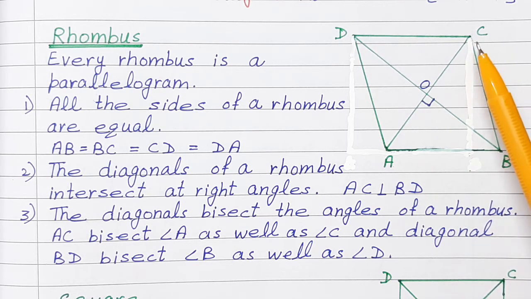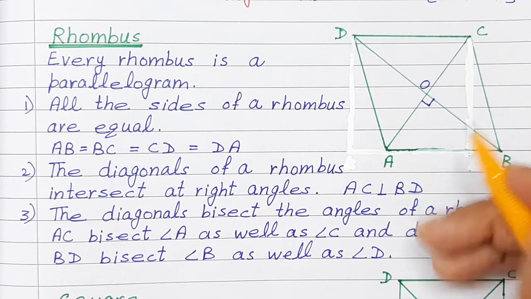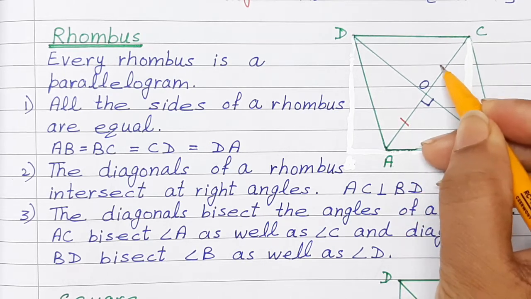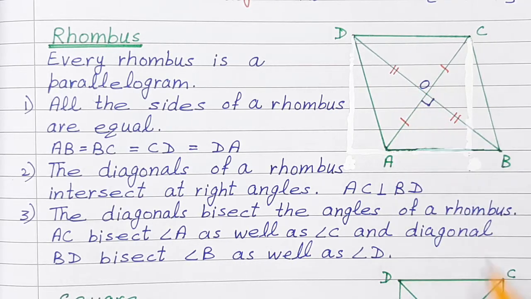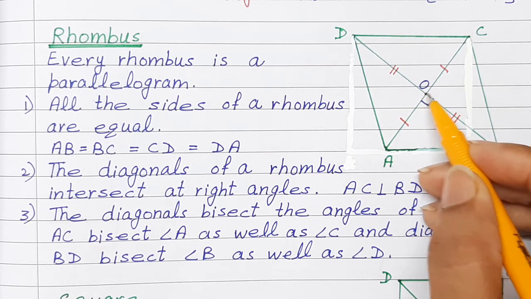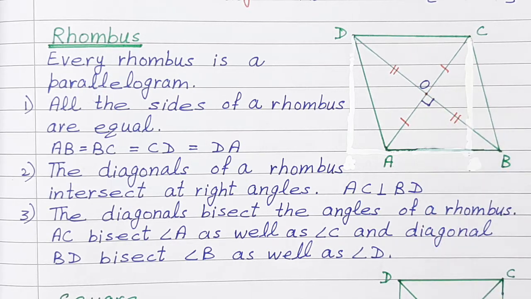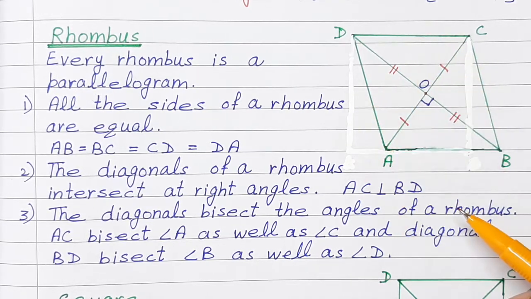I am repeating. In case of a rhombus, the diagonals bisect. Bisect, you understand? AO is equal to OC and BO is equal to OD. And they meet at 90 degrees. That means all the angles at point O are 90 degrees. Right? So this is a very important property of a rhombus. And in a rhombus, all the four sides are equal. That is, AB is equal to BC, equal to CD, equal to AD.